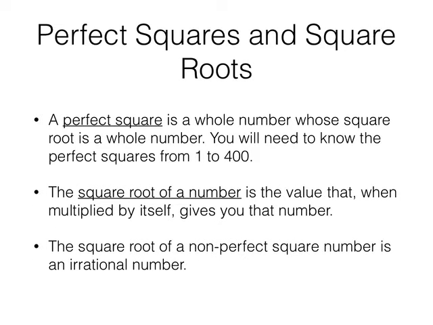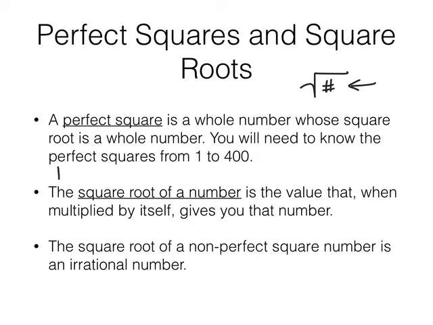Let's define these perfect squares and square roots. A perfect square is a whole number whose square root is a whole number. Now when we say square root, the square root of a number is asking you what times itself. What number times itself will equal that number on the inside? That's what the square root is asking. So perfect squares are ones that you can give me a whole number to answer that question.